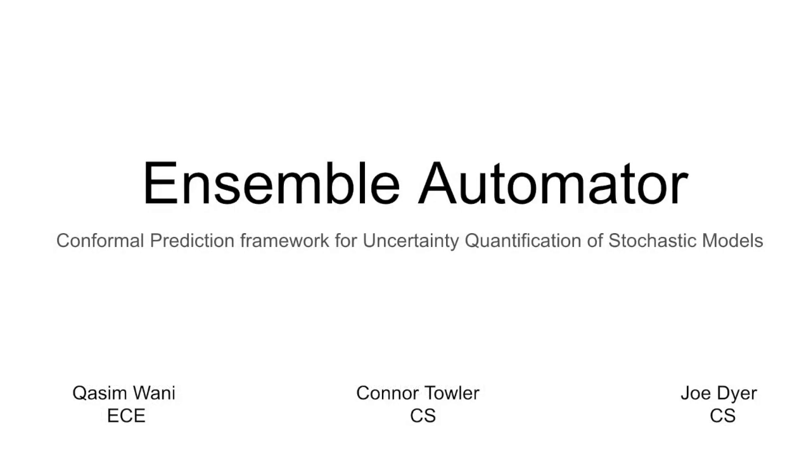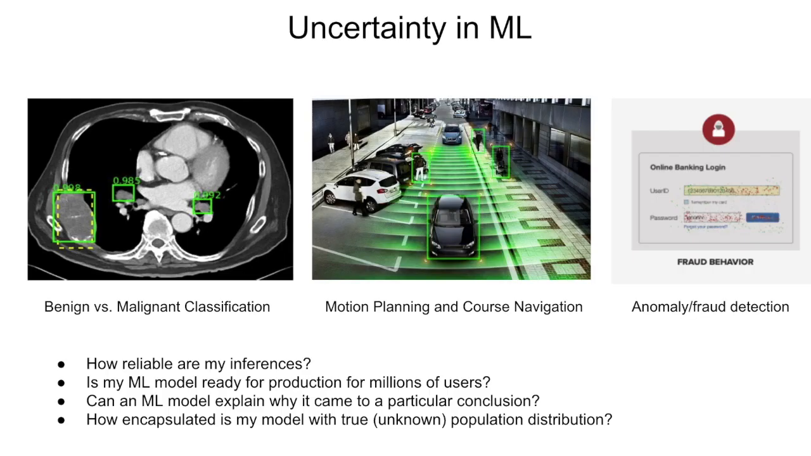We're team Ensemble Automator, and we've developed an uncertainty quantification framework for any ML model. Before delving into the specifics, why do we need to quantify uncertainty in the first place?